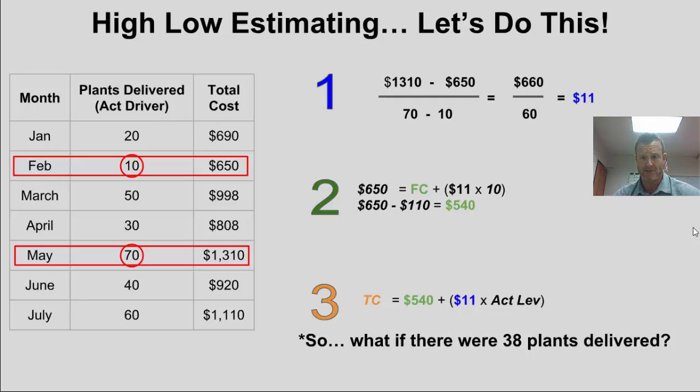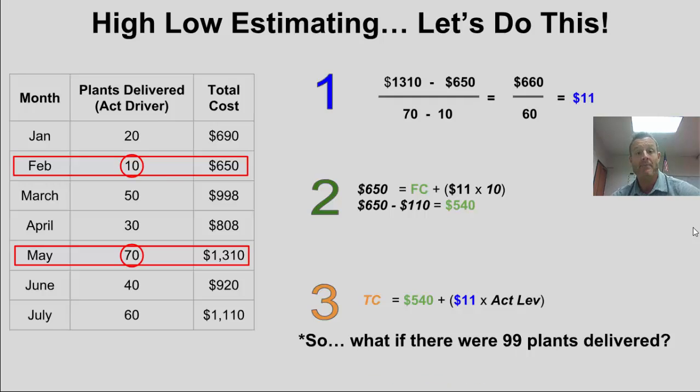So let's say we have 38 plants that we've delivered during the month or the time frame that we're working with, and we want to predict what our total cost is going to be from all those deliveries. We can very nicely just take that 38, plug that into our cost equation that we got from using the high-low method, and then end up with a $958 total cost prediction. Remember, it's just a prediction. We're forecasting. We're probably never going to be spot on down to the penny, but it gives us a good idea so that we can make financial decisions moving forward based on that $958 number.